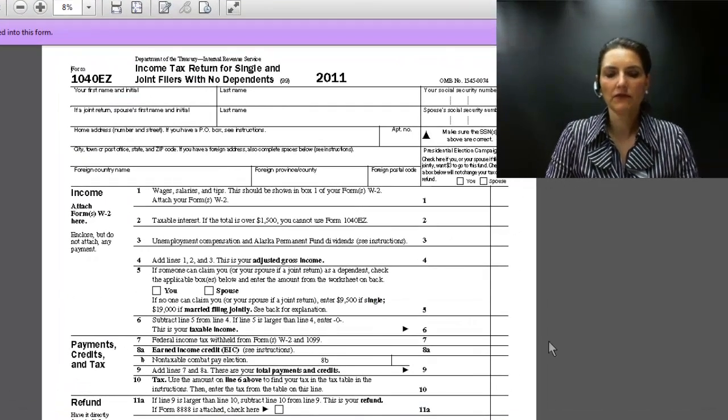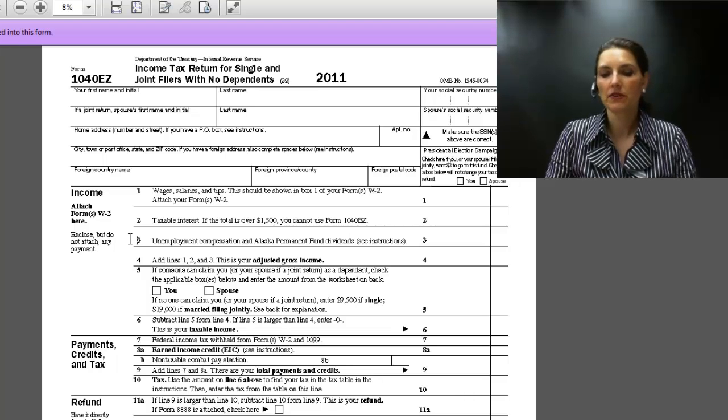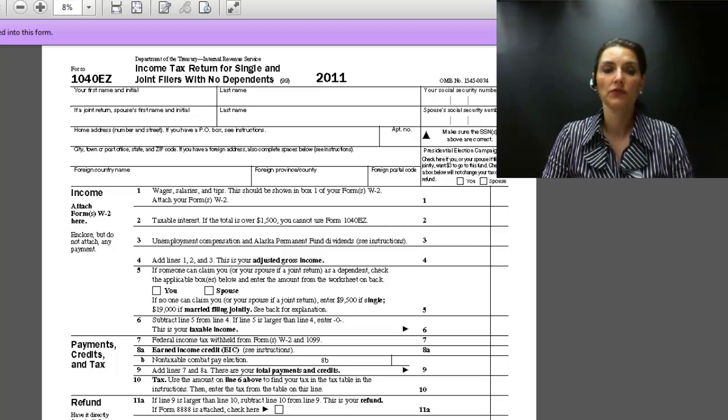So I have 1040-EZ up on the screen in front of you, and you will see that on line 1 it provides space for wages, salaries, and tips. On line 2, it provides space for taxable interest. On line 3, it provides space for unemployment, and that's it. You're not going to be able to enter dividend income onto Form 1040-EZ. If you have dividend income, you're going to have to move up to 1040-A or the full Form 1040.